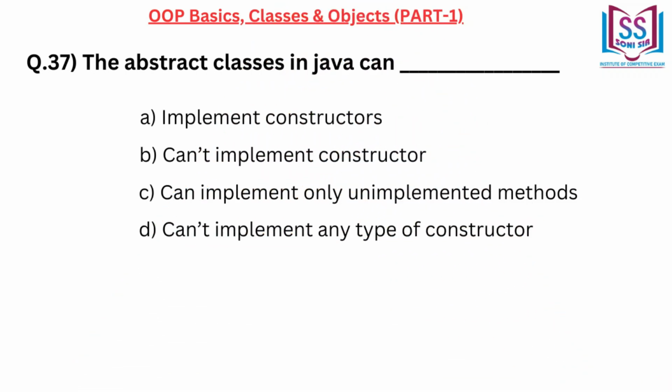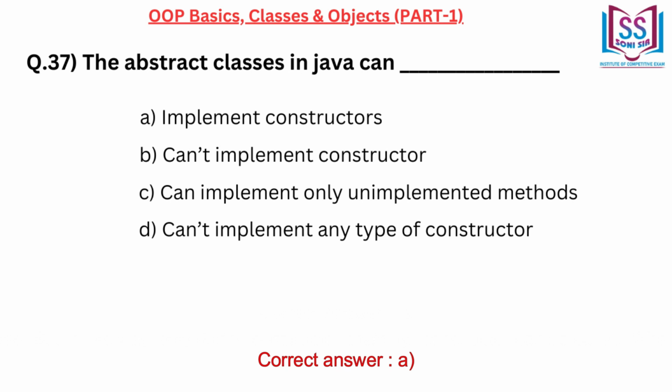The abstract classes in Java can A. Implement constructors. B. Can't implement constructor. C. Can implement only unimplemented methods. D. Can't implement any type of constructor.